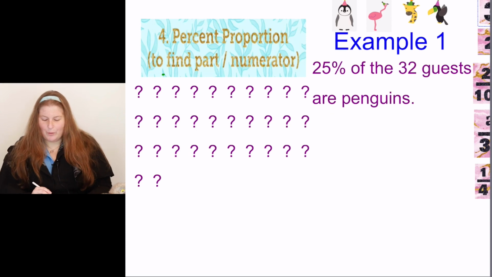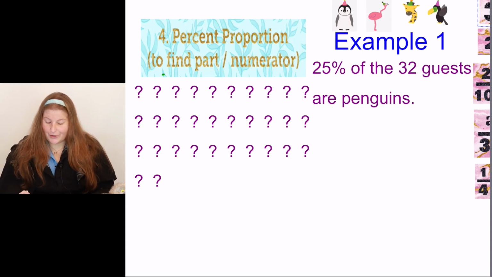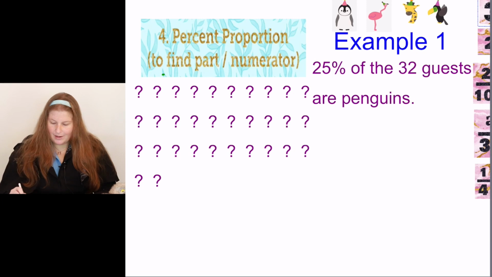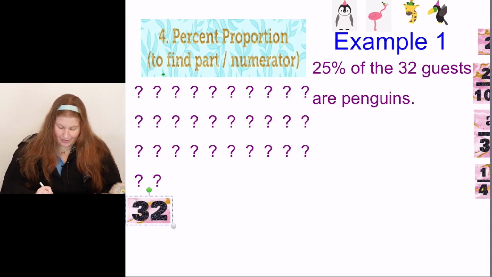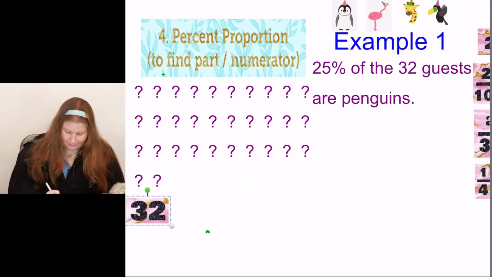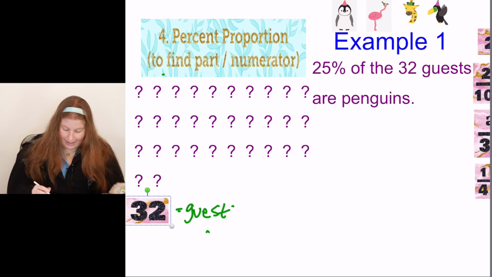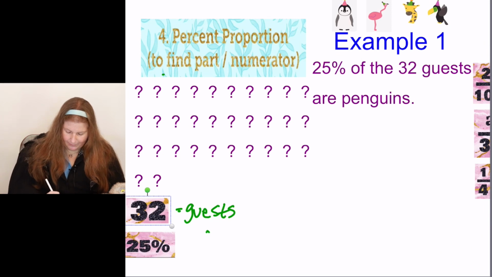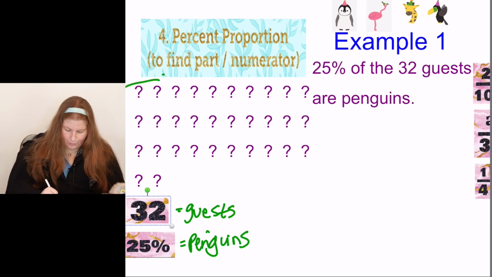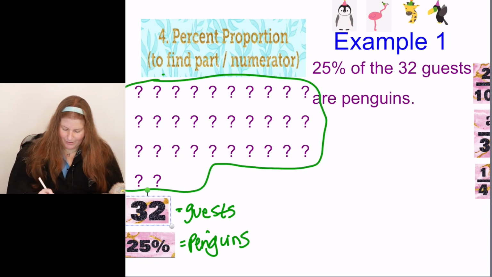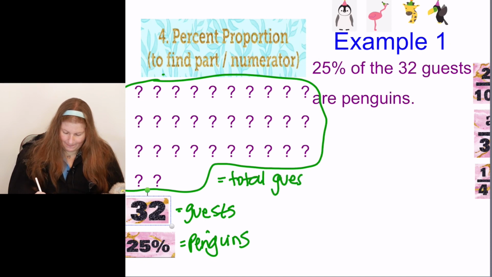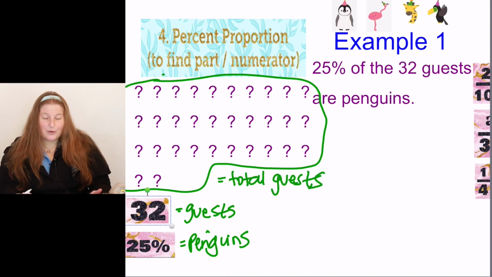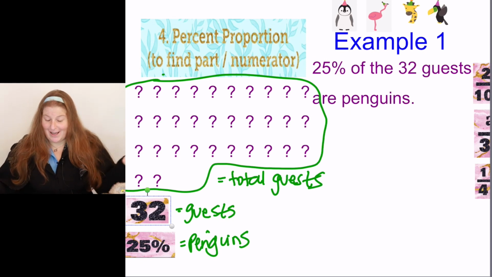So let's look at example 1. 25% of the 32 guests are penguins. So the information that I have is that there are 32 guests in all. And of those 32 guests, 25% of them are penguins. So up here, we have 32 question marks to represent the total guests. And they are question marks because we don't know which ones are penguins and which ones are other animals.